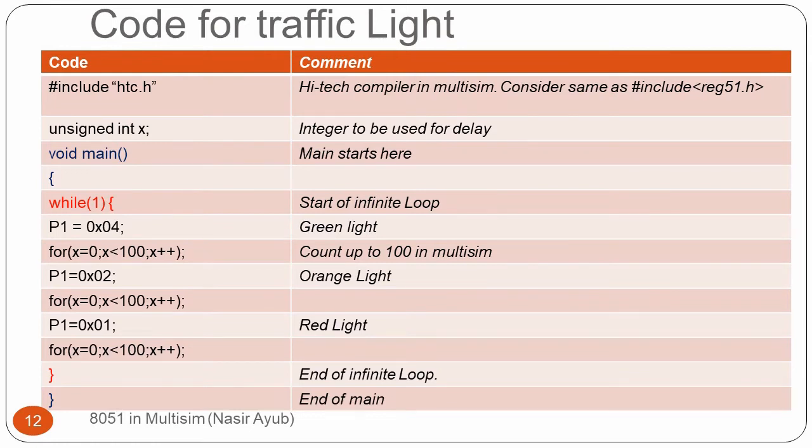So here's the code. We start with our library. Now in Multisim we have a compiler called the HI-TECH compiler, and the way we include the library is to put it in quotation marks, not in angle brackets like we do in a normal coding environment. Generally, if you are using Turbo C or Keil or any proper compiler for AT51, you will be using include reg51.h. For Multisim, it's htc.h.